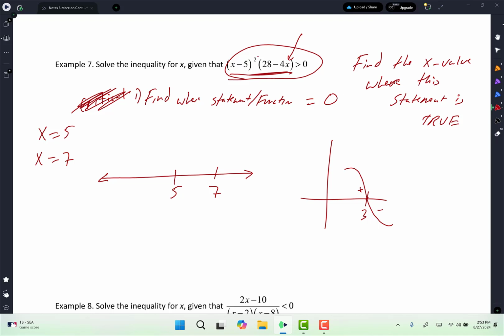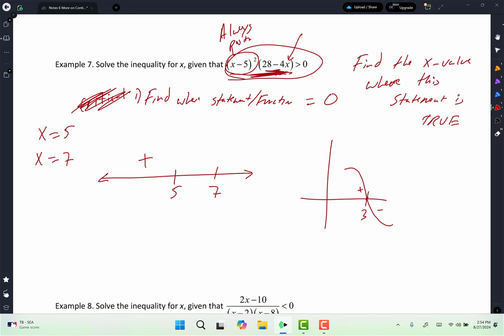Give me a number to the left of 5. 4. What's 4 times 4? 28 minus 16. Positive or negative? Does that make that statement true? Yes. That's going to be part of your interval. Give me a number between 5 and 7. So what's 4 times 6? 28 minus 24. Is that still positive or negative? Positive. Put a positive symbol.